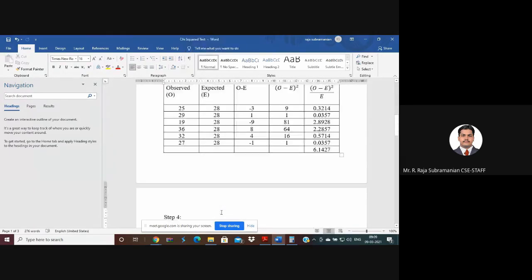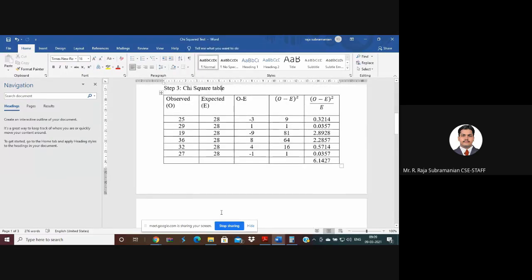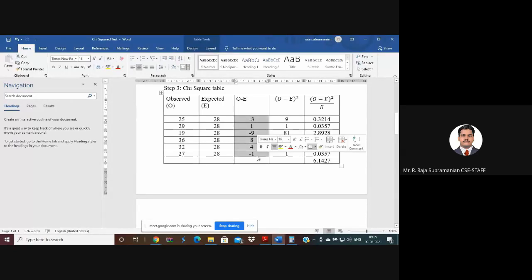So what we will be doing is enumerating the observed values and the expected values. Observed values are represented as O, expected values as E. Now I take observed minus expected, which gives the values I obtained here. Next, I take observed minus expected, the whole squared. Why I do this is, the chi-square distribution formula is observed minus expected, the whole square, divided by E.